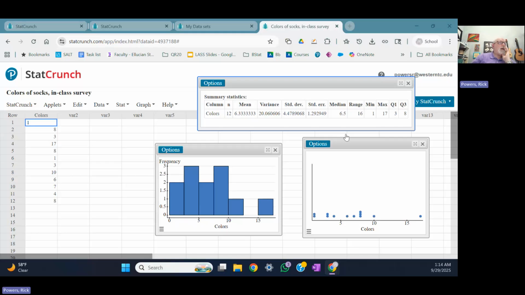So here I have for you a data set. We did a little survey during a class, and I asked how many colors are in your wardrobe. Specifically asked how many colors of socks. And I don't know if everybody was being truthful with me here, but we'll just go with these numbers. So we have people with a lot of different colors of socks.